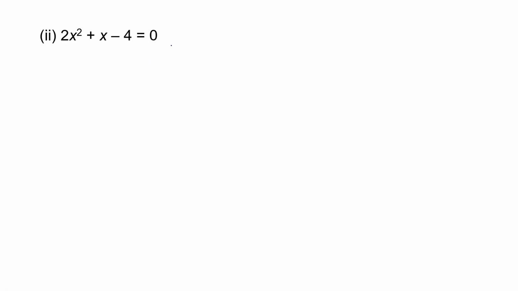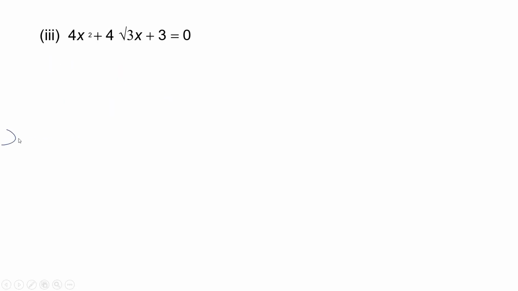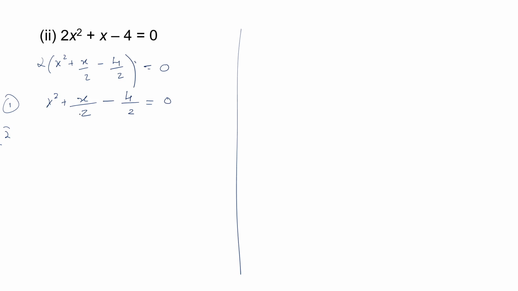So next question is 2x square plus x minus 4. We have to use the completing the square method. So the first step is to remove the coefficient of x square. So first step is, x square plus x by 2 minus 4 by 2 equal to 0. Now the second step is, coefficient of x is 1 by 2. Divide that by 2, which will become 1 by 4.